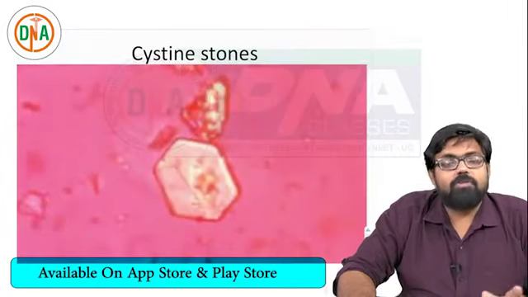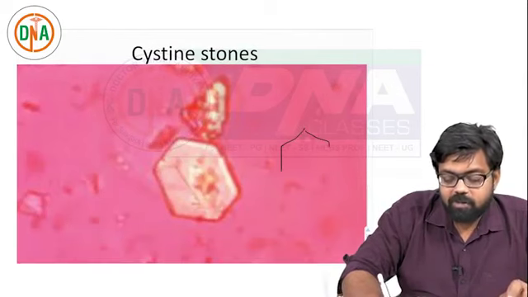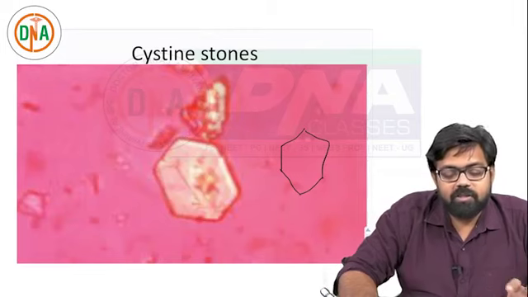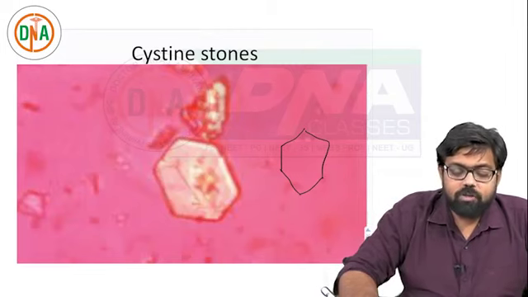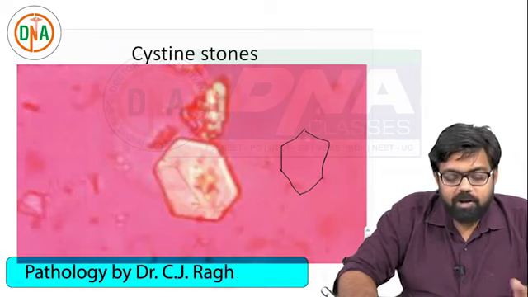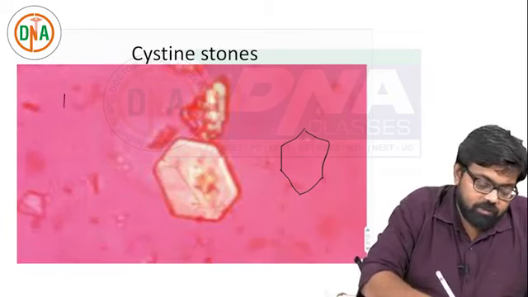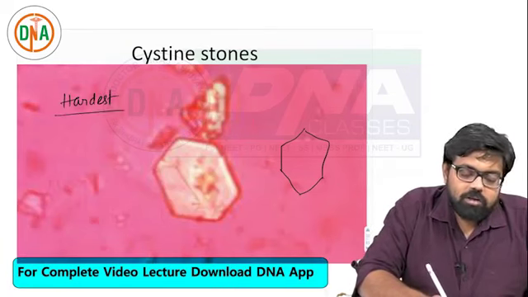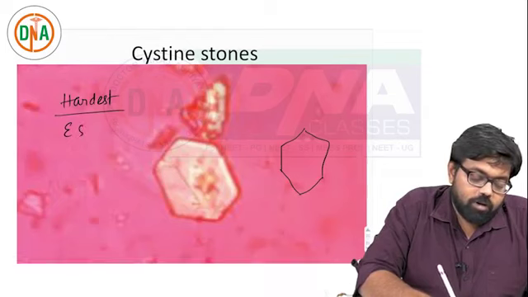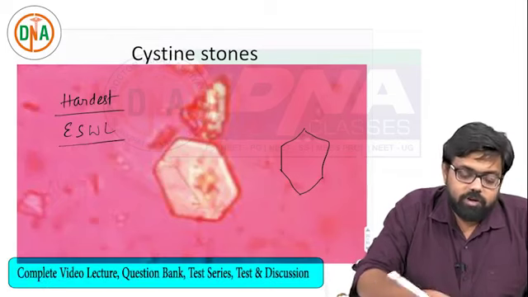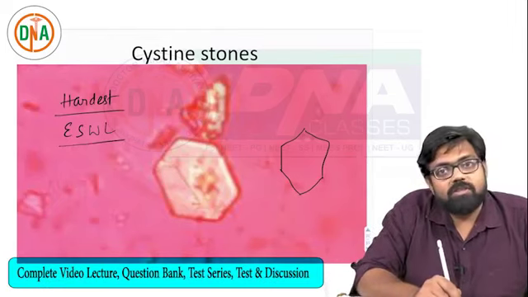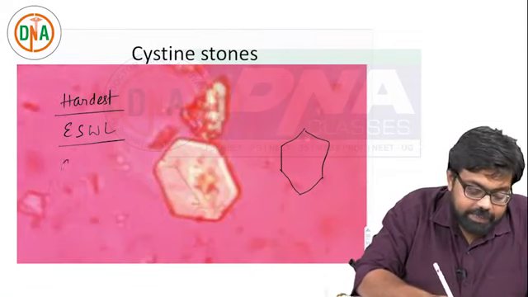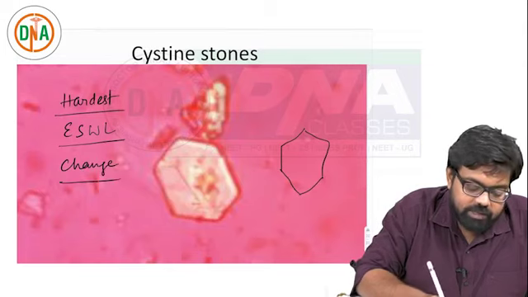Next is the cystine stone. Most of the time it will be hexagonal. This is the shape of a cystine stone, mostly seen in cases of cystinuria, cystinosis, or any cystine related abnormalities. This is one of the hardest stones. So patients who have a cystine stone cannot undergo extracorporeal shockwave lithotripsy. They need to go for open surgery. Another unique feature of the cystine stone is that as soon as it is removed from the body, it can change its color on exposure to atmospheric air.